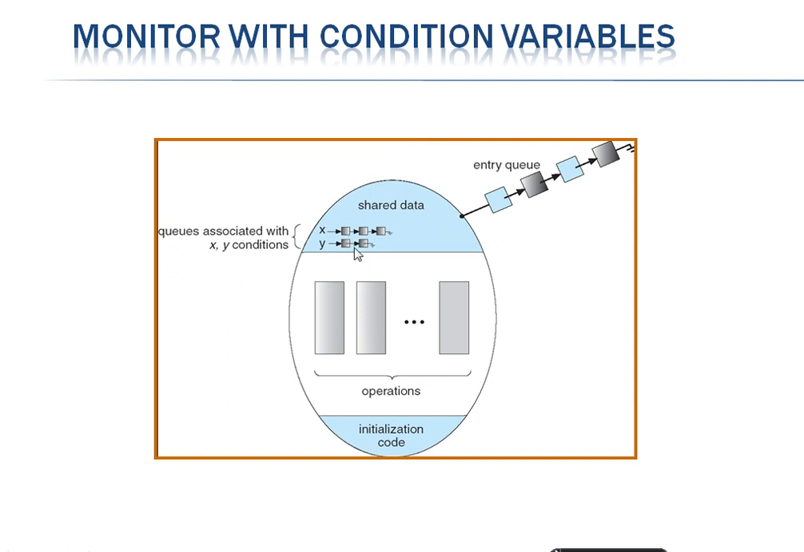Now what additional thing do we have here? In the shared data area of the monitor, we have condition variables associated with it, and with each of these condition variables we have queues associated. See here, x has its own queue and y has its own queue, and the rest of the thing is the same.